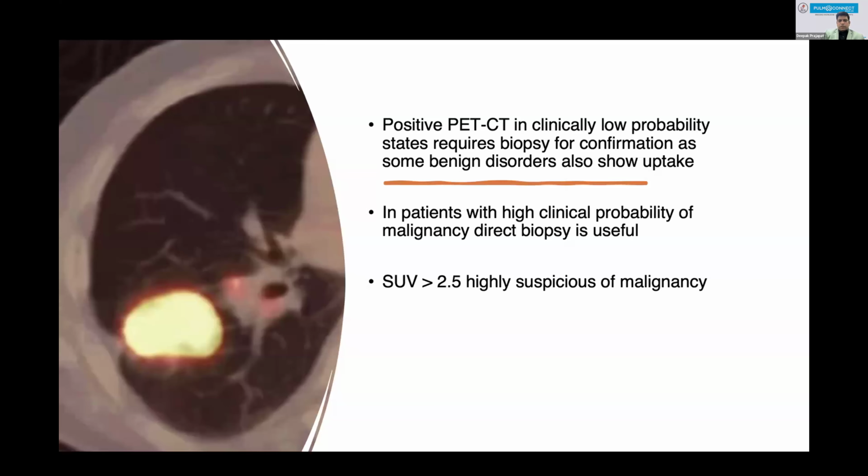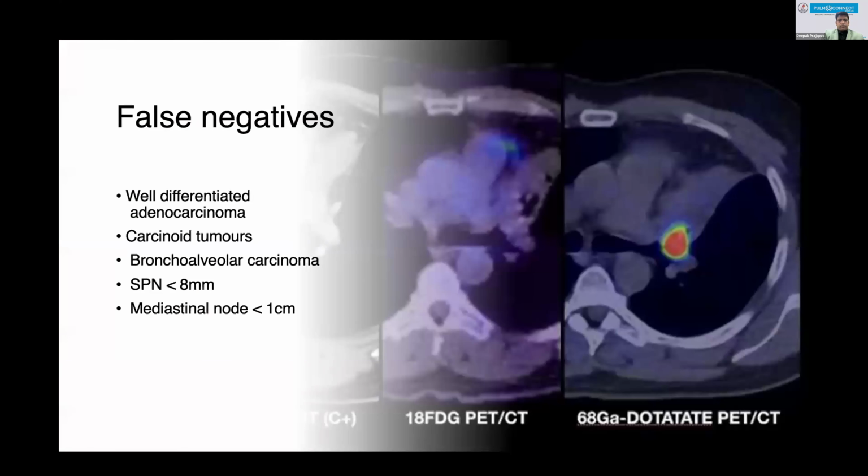So all lesions with an SUV of more than 2.5 are highly suspicious of malignancy and need biopsy confirmation. But there are a lot of false negative reports with the PET-CT. In cases where there is a lot of ground glass opacity in well-differentiated adenocarcinoma, the PET-CT becomes negative. Carcinoid tumors, bronchoalveolar carcinoma, solitary pulmonary nodules of less than 8 mm, and mediastinal nodes of less than 1 centimeter can show a false negative result even with PET scans.